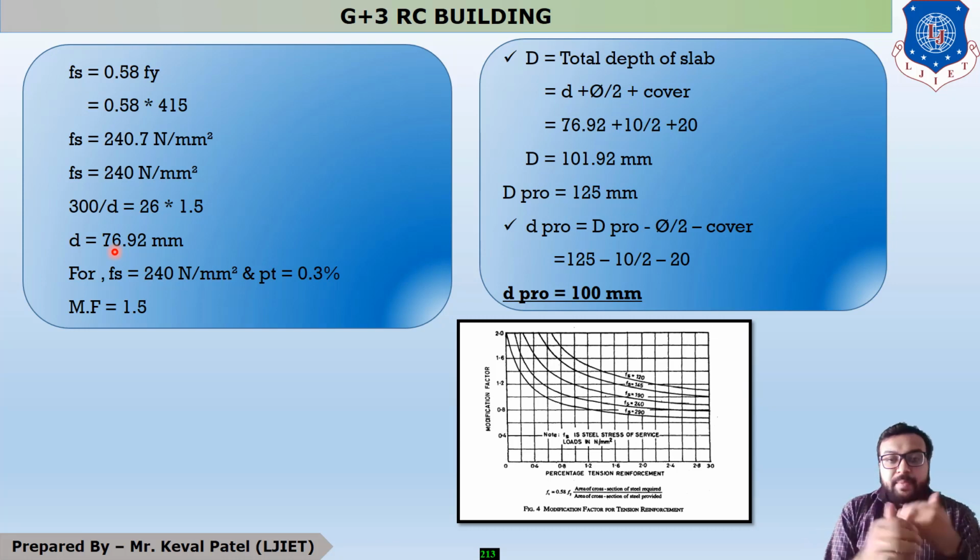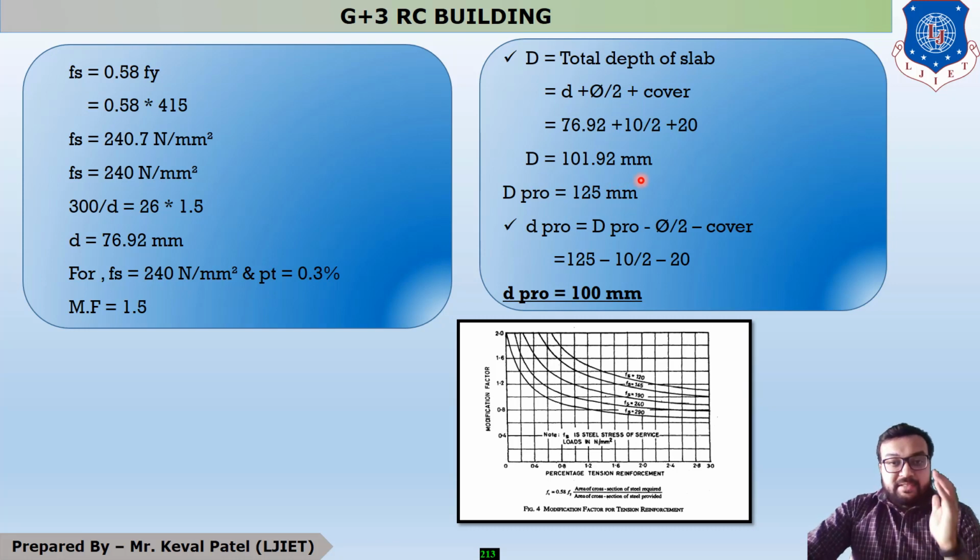After finding out the value of small d, the next step is to find out capital D. Now, capital D is the thickness of slab. Now, what is the equation of thickness of slab? The equation is small d plus diameter by 2 plus cover, and all this calculation remains similar to what was calculated in our one-way slab. So students, after putting all these values, we will get our answer of capital D is equal to 101.92 mm.